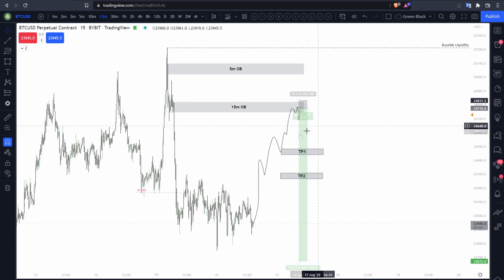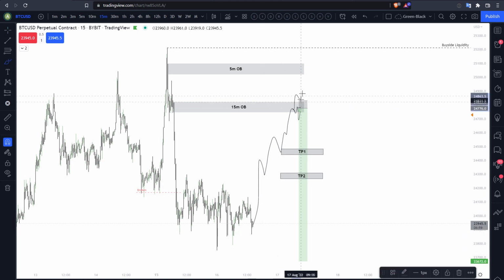Now, what happens if the price arrives here and it does not create this market structure shift? Well, in this case, the price will basically go straight through it, and in this case, this is not a trade setup for me. I'm gonna wait for the price to arrive to the next order block, and again do the same. If there is a change in market structure, then I have a trade setup.